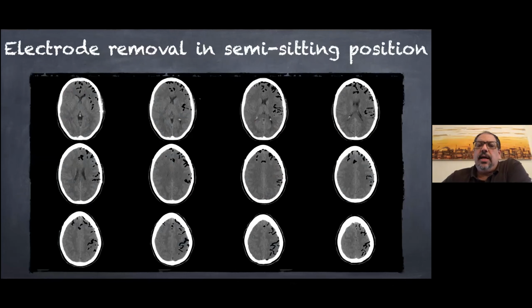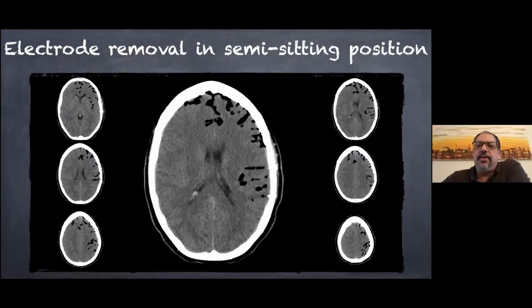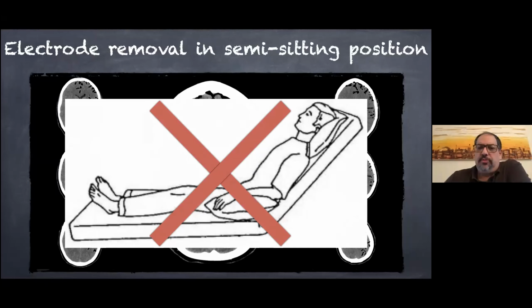About the removal, I have a first suggestion. This is what can happen if you do the removal in sitting or semi-sitting position. You see how much air can enter the brain, so the removal must be done absolutely in supine position. So no sitting position for the removal.